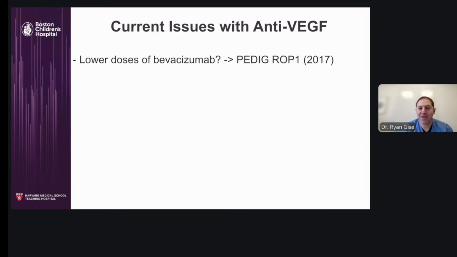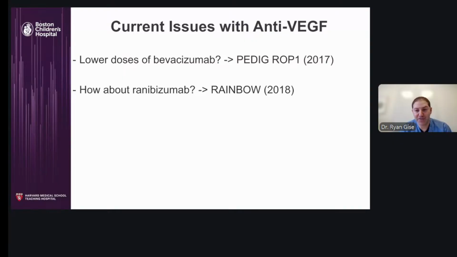With ranibizumab or Lucentis, which was covered in the RAINBOW trial, it was also shown to be effective and not inferior to laser.